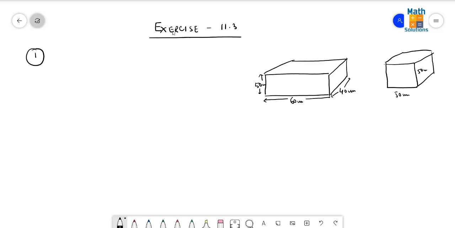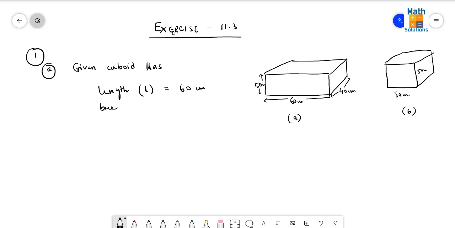So first case, this is A, this is B. So for A, what do we have? Given cuboid has length L equals 60 centimeter. Then we have breadth b equal to 40 centimeter. Then height h we have as 50 centimeter.